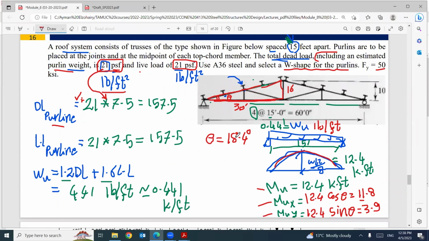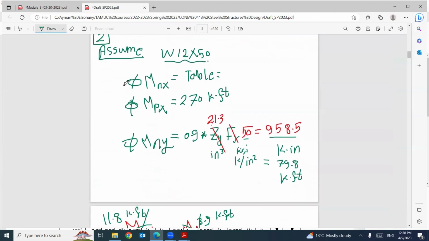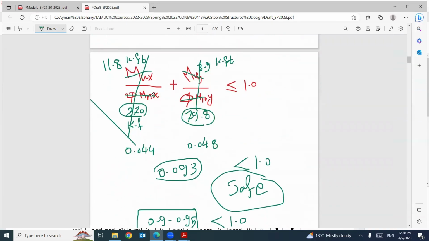Keep in your mind, for your design of purlin, we have two main steps. The first one is the structural analysis, loading, and what are the internal forces, M ultimate X, M ultimate Y. The second step is the step of design. You need to assume a cross section, and then find phi M plastic X and phi M plastic Y, and then set up your interaction equation to make sure the left side is smaller than or equal to the right side.